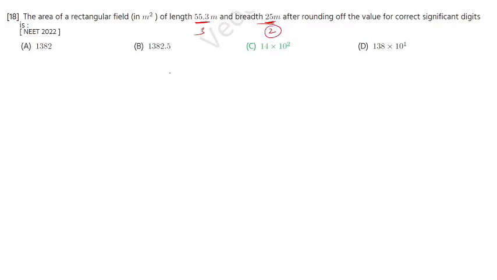So first of all, area is equal to L into B. So area is equal to 55.3 into 25. If you solve, you will get 1382.5. But here we should round this off to 2 significant figures.